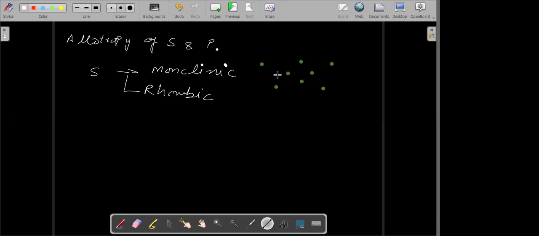So this forms a crown. It looks something like this. I'll show you. So the sulfur atoms are linked with each other, giving rise to the shape of a crown. Such a shape is a crown shape. The other arrangement of the sulfur molecules will give us a structure like a boat. So it's like this.